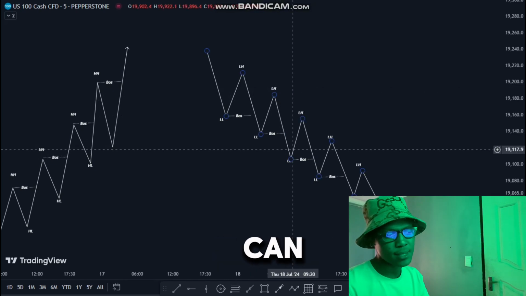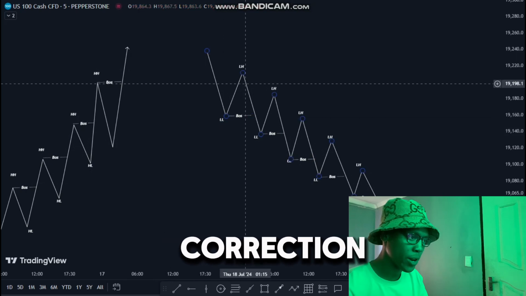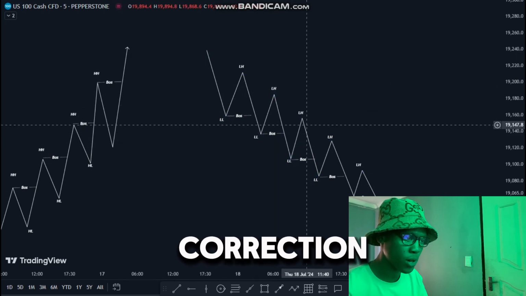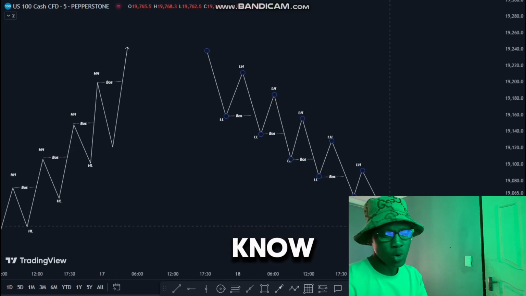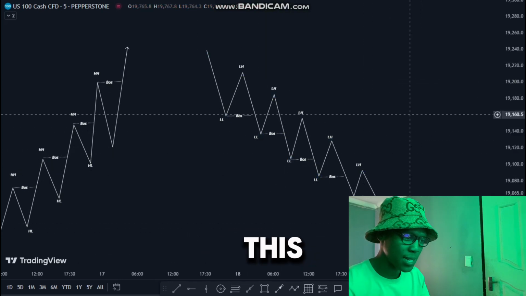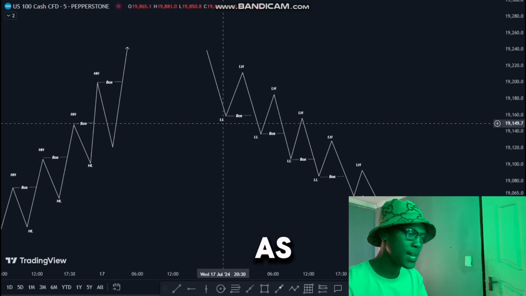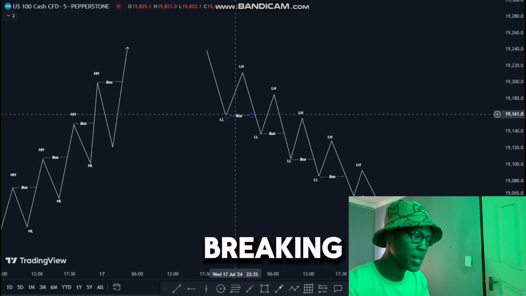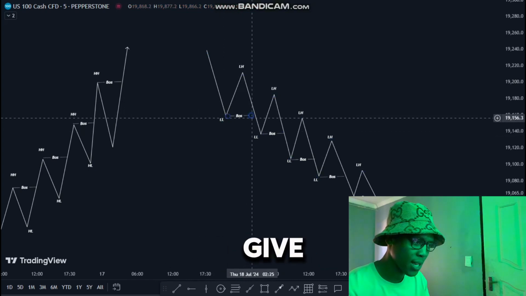As you can see, the market was actually continuing. This was impulse, correction, impulse, correction, impulse, correction, then an impulse. Since we're on a bearish movement, this shows that the market was trending down, right? As you can see, after breaking our lower low, the market gave us a break of structure. The market broke it right around here, gave us a break of structure.